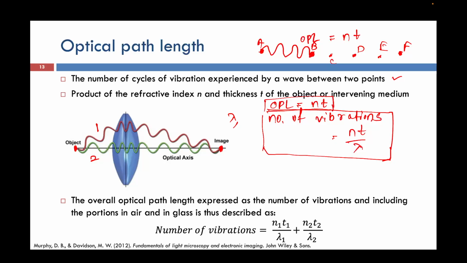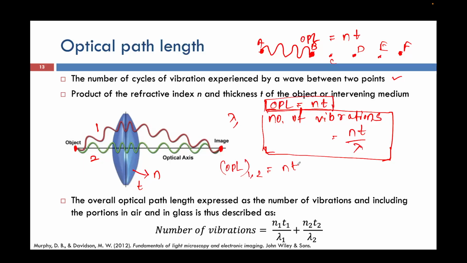Seeing this image, you can say that for wave number 1 and wave number 2, let's consider this lens is of refractive index n and the thickness is t, right? If I consider the optical path length of wave 1 and wave 2, will there be any difference? According to my formula, the optical path length for wave 1 and wave 2 will both be nt.